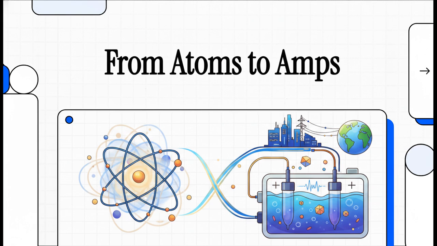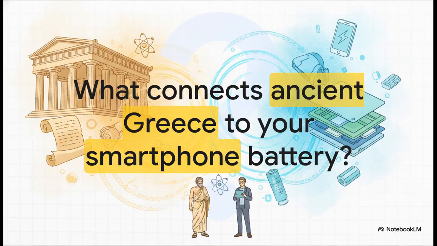We're going to start with the invisible atom and trace it straight up to the macroscopic electrochemistry that literally runs our daily lives. We are connecting the absolute smallest building blocks of the physical universe to the massive power systems that keep modern civilization humming. It's an epic journey of scale, and it's absolutely fascinating how much of our world completely relies on things we can't even see.